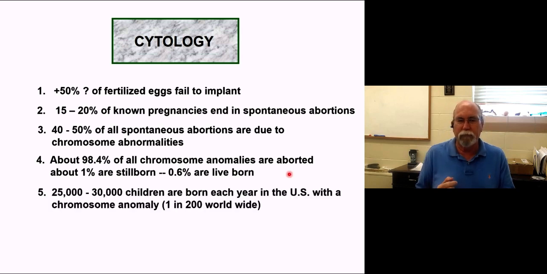Now, to put this in some perspective, the estimates right now are somewhere around 25,000 to 30,000 children born each year in the United States with a chromosomal anomaly. Many of these are very minor anomalies, but some are very severe. Some estimates take it as high as 40,000 children born each year with a chromosomal anomaly. Worldwide, that's somewhere around 1 in 200 births. Sometimes you see 1 in 150, but I think more recent estimates put it at about 1 in 200 births worldwide involving some type of chromosomal anomaly. Again, some are very minor, some are very problematic.